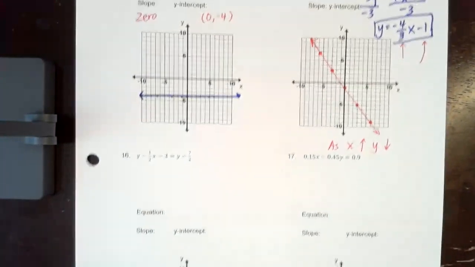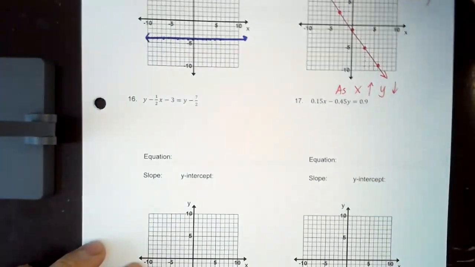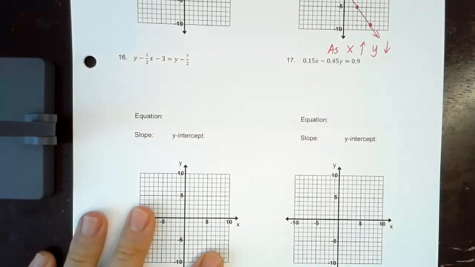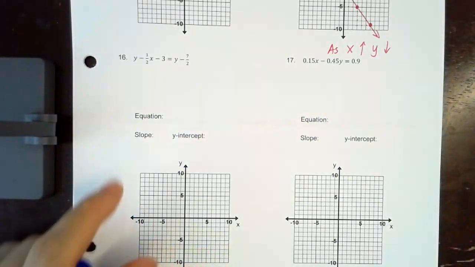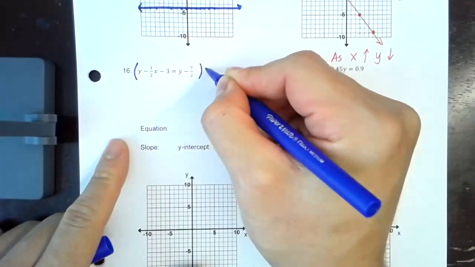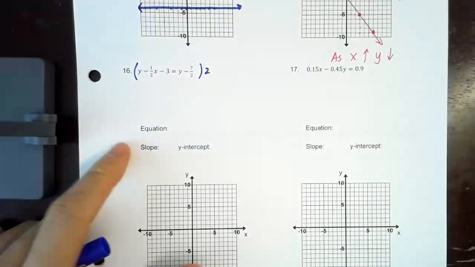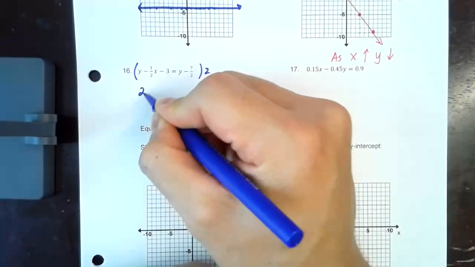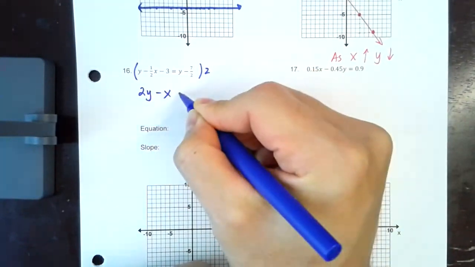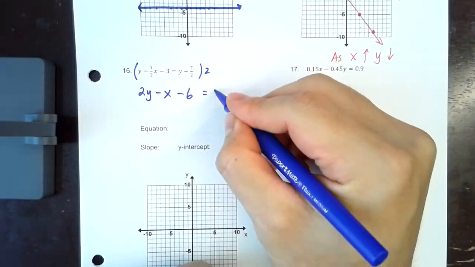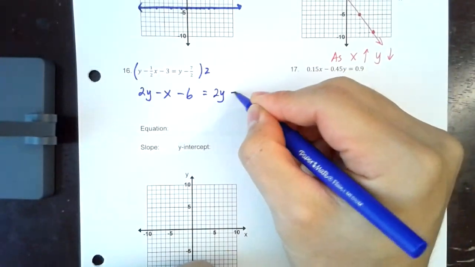Okay, moving right along. Let's go to number 16. You could see that there's a lot of messy fractions in the equation. If you want, I would totally suggest this, but let's go ahead and just multiply everything by 2. Maybe this will make our life easier. Maybe it will be the same difficulty. Who knows? But I get 2y minus x minus 6 is equal to, whoa, interesting, 2y minus 7.